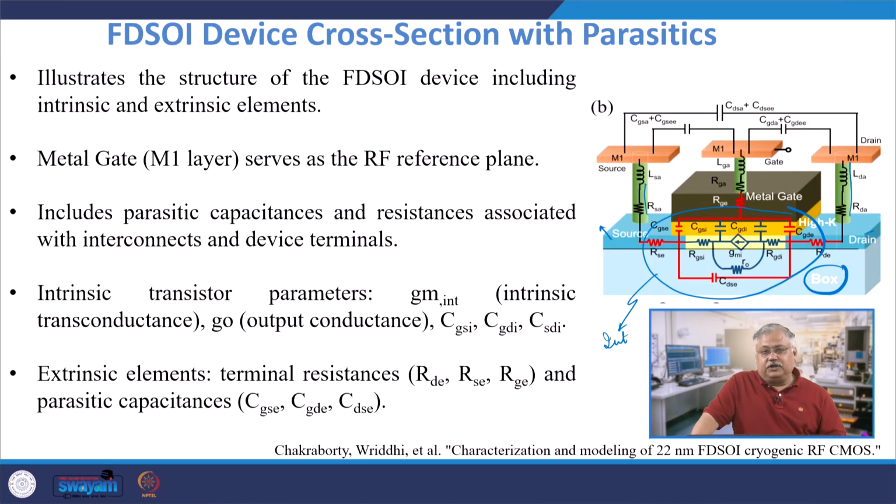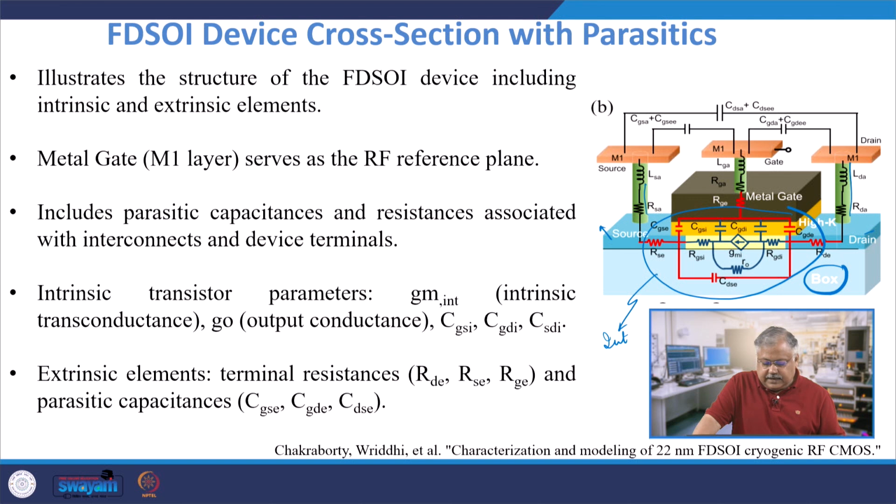M1 is the first metal layer. The first metal layer M1 is basically connected to the gate, source and the drain. So when we say M1, it is basically the gate which is connecting the three layers, so source, metal gate and drain, right? And this serves as an RF reference plane, the initial RF reference plane. And this circuit takes care of almost all the parasitics and resistances, consisting of interconnects as well as device terminals. So let's go one by one.